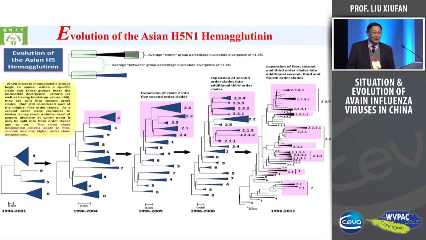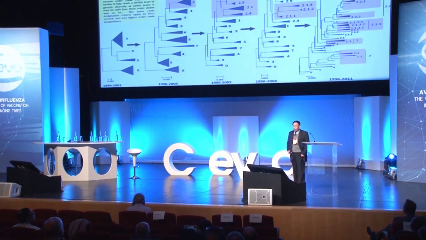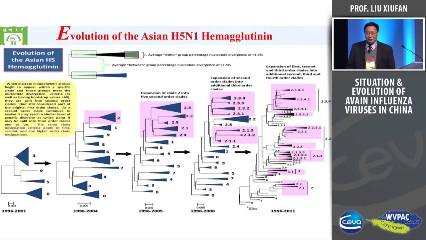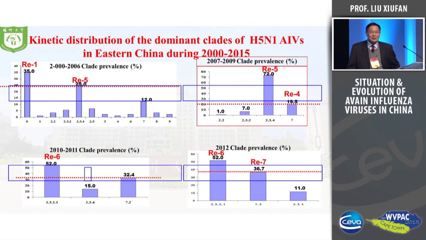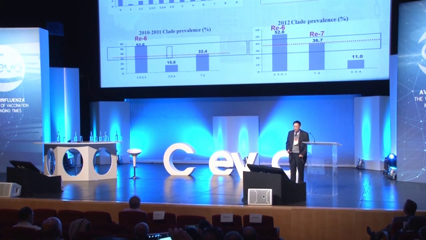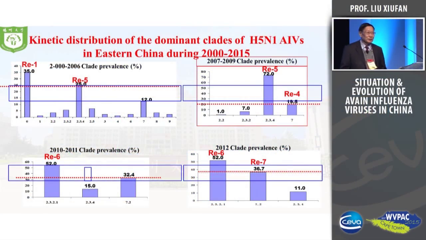Some of these clades persist for several years. But some clades, especially clade 2, expanded to several orders of subclades, up now already to the 4th order of subclades. These two slides show you the kinetic distribution of dominant clades of H5N1 AIVs in eastern China during 2000 to 2015.